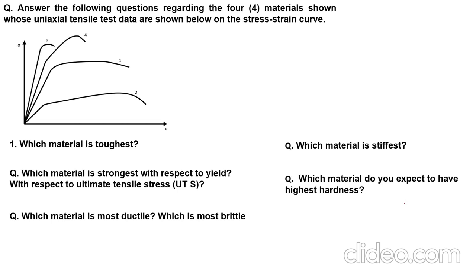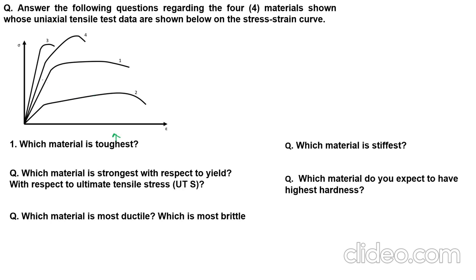The first question says which material is toughest. Out of the four curves, 1, 2, 3, 4, you have to say which is toughest based on the curves that you are seeing here. How do you define toughness? We define toughness for a stress strain curve as the area under the stress strain curve, including the elastic and plastic regions, all of it. That is how much energy a material can absorb. That is toughness. So which of the following do you think has more area?